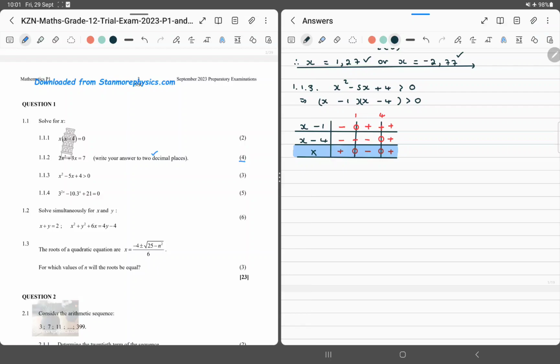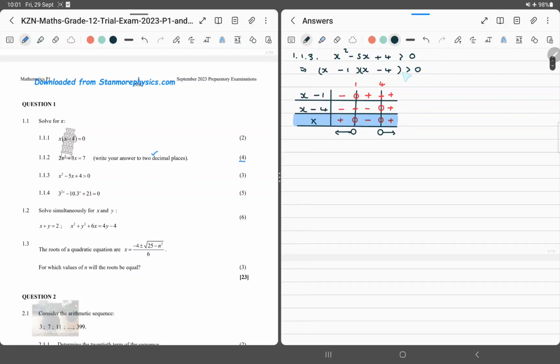So when we look at this, we will see that we don't want 0, meaning the critical values are not included. So we put open circles. But as we move from that critical value to the right, we can see our product is positive. And as we move to the left of that critical value, we can also see that our product is positive, which satisfies that inequality. So here we can make the conclusion that x must be less than 1 or x must be greater than 4. And that makes a bit of sense. So we sort this out like that.